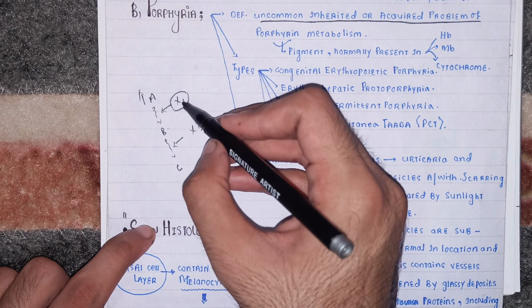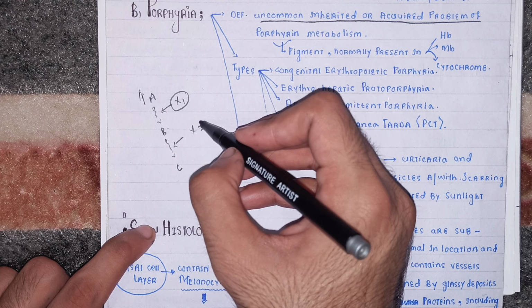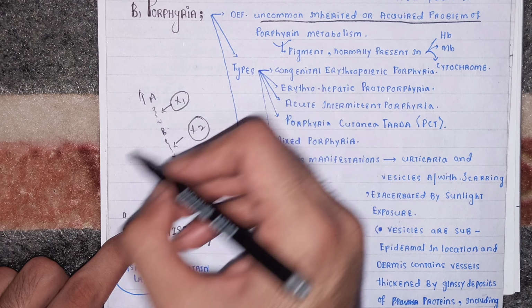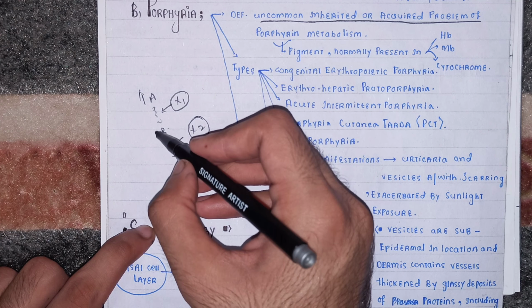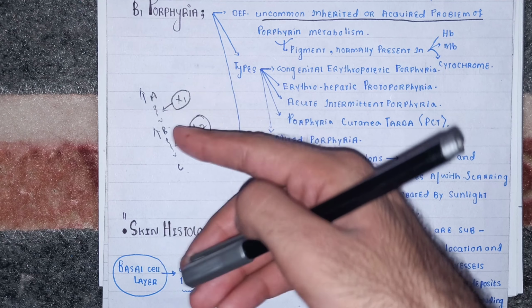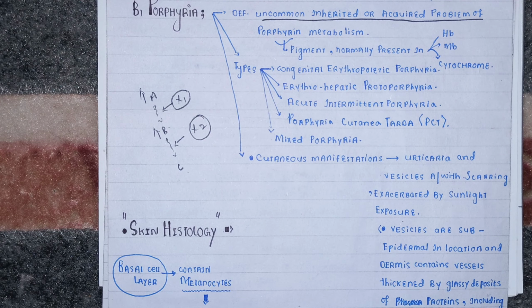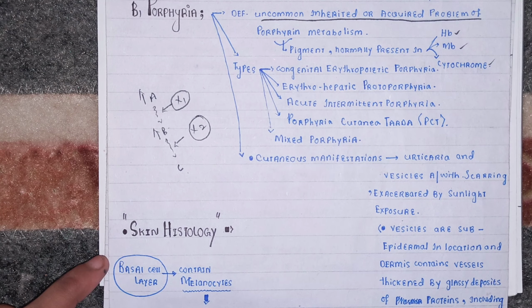Similarly, this is the case. If let's suppose X1 is normal, so A will be converted into B. And if let's suppose X2 is not normal, so B will not be converted into C. So what will happen? The level of B in blood will be increased. This is the case in case of porphyria. The different metabolites are actually accumulated due to absence of certain enzymes. Okay. Especially this porphyrin pigment is present in hemoglobin, myoglobin and cytochrome.